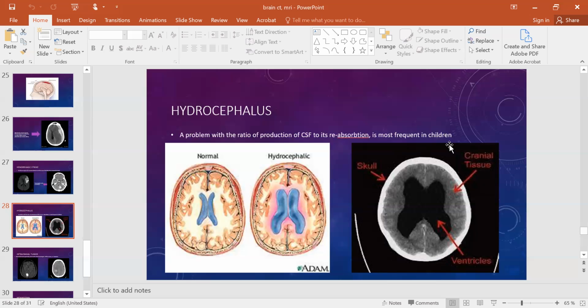So we have axial plane computed tomography of the brain, and you see that these lateral ventricles are too much enlarged. It takes almost half of the brain area.